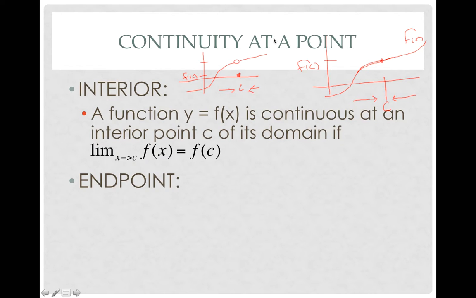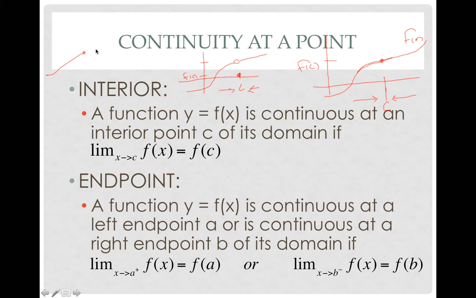Likewise, we can define continuity at an endpoint. This one gets a little confusing because an endpoint means something has stopped. But we can still do it, and the endpoint of some sort of interval. Basically saying the same exact thing. It's continuous at a left endpoint. That would be this one. This is the left endpoint test. And this would be the right.